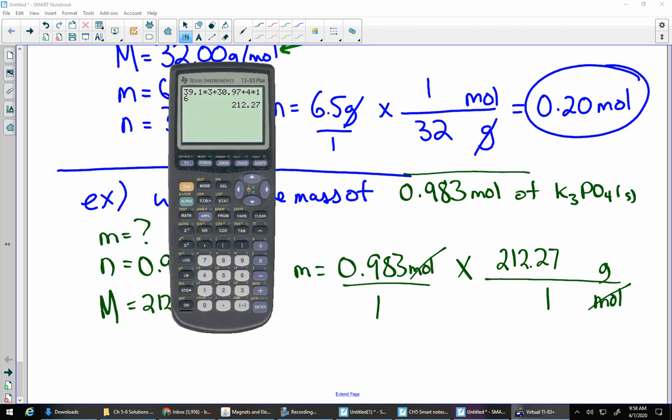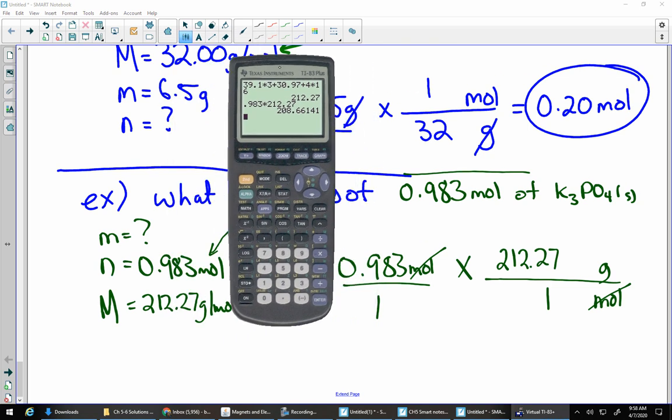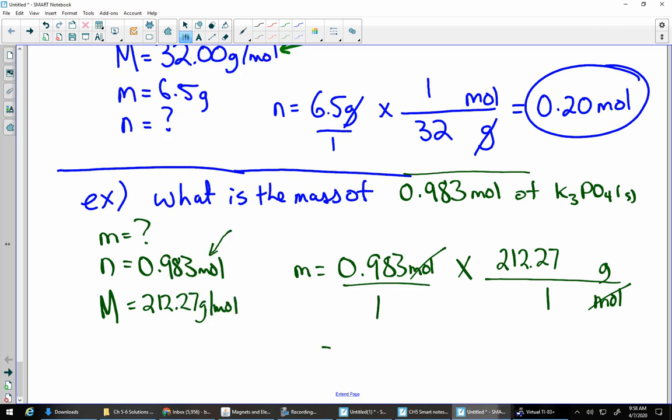I can go back to my calculator and I can do 0.983 times 212.27. And that's going to give me apparently 208.66. How many sig digs am I allowed? 3 of them. So I'm going to round that to 209 grams as my answer there.